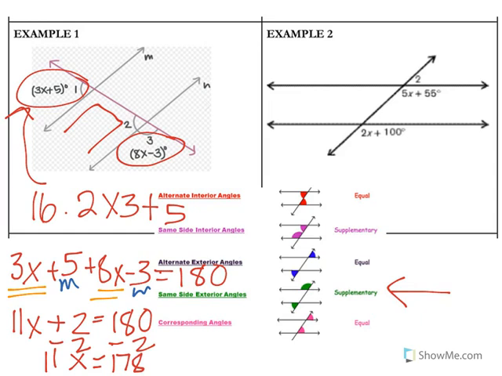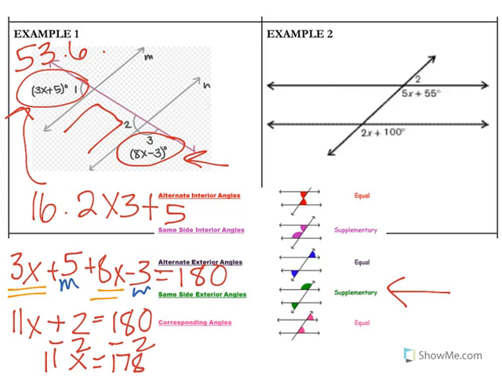When I do the calculations, I find that the angle is 53.6. That means that if I take that away from 180, I would be able to find this angle. So it's kind of a mixture of algebra and geometry.